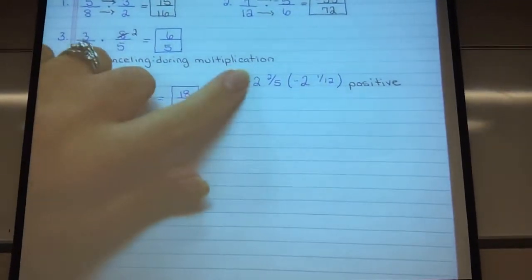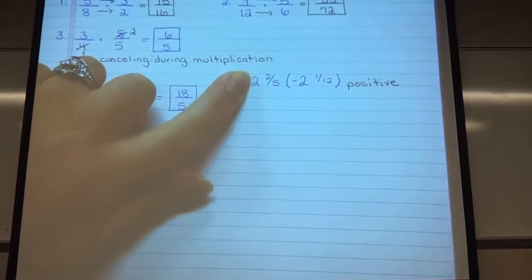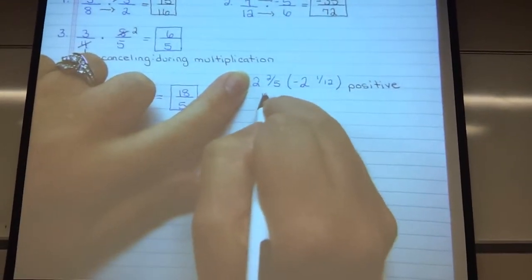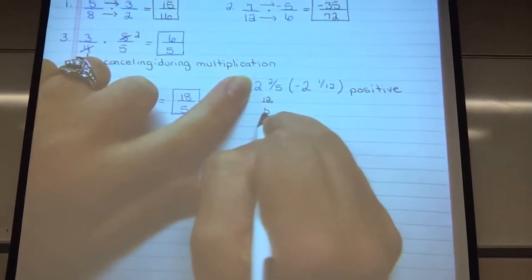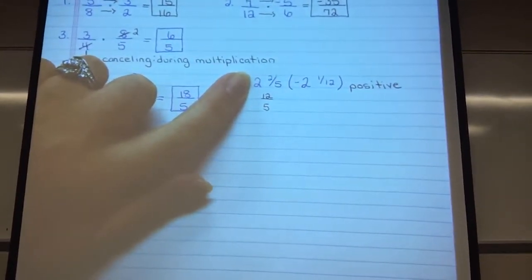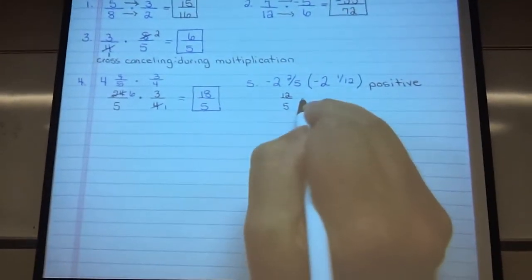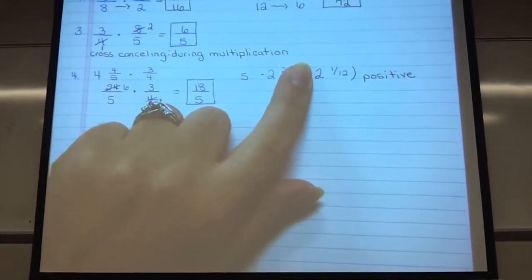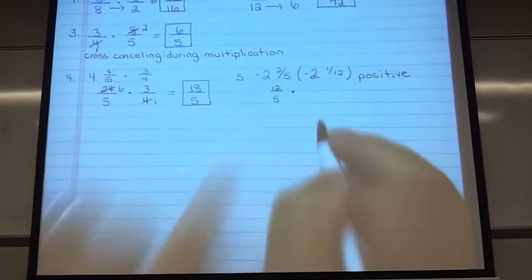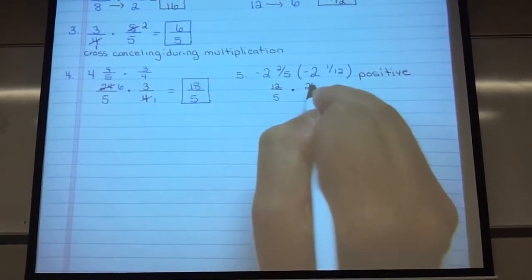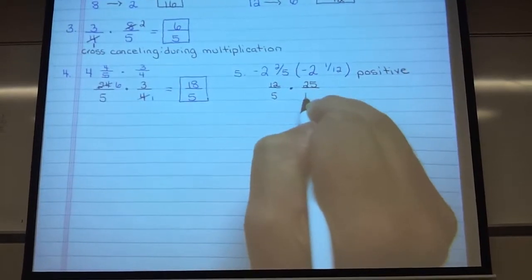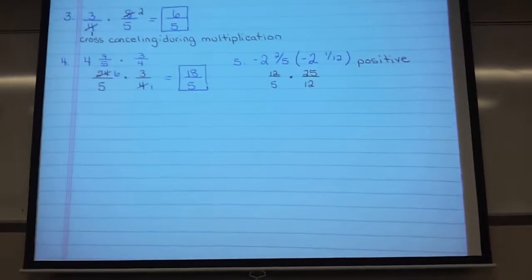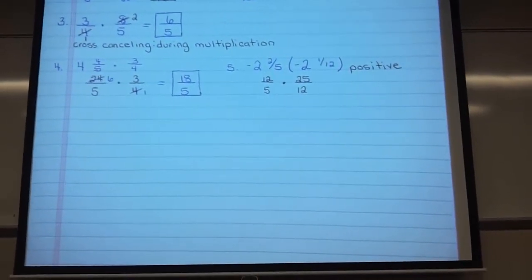So if I just cover up this negative sign, what would that be as an improper fraction? 12 over 5. If you want to bring the negative down, you can, but again, you know it's going to be positive. Times, if you cover this negative up, what would that improper fraction be? 25 over 12. Okay. Do you see any cross canceling? Both ways, yeah, that's good.